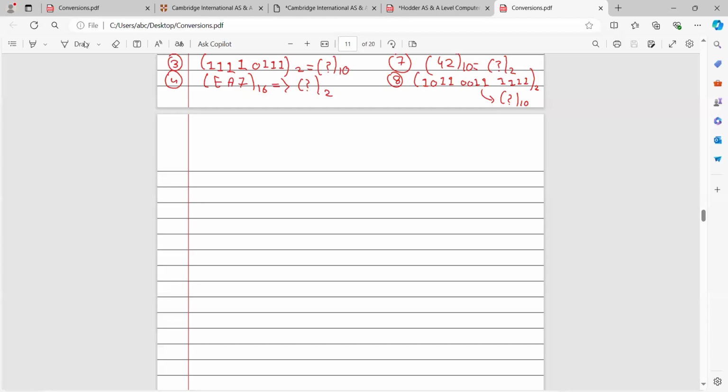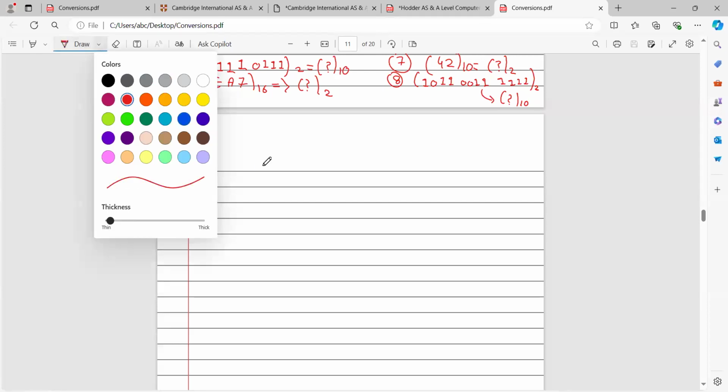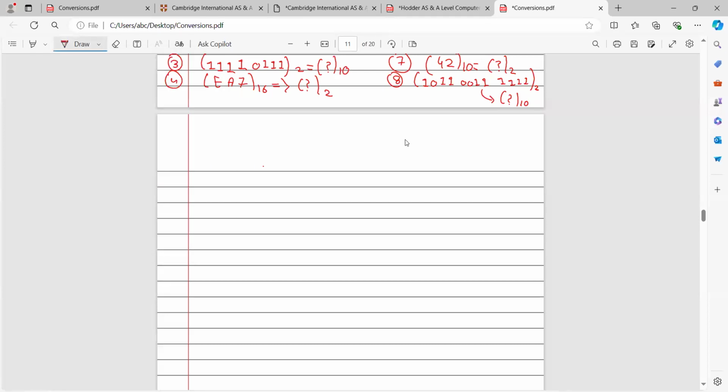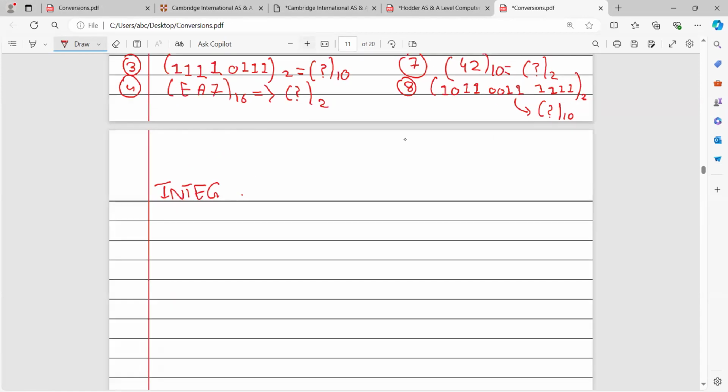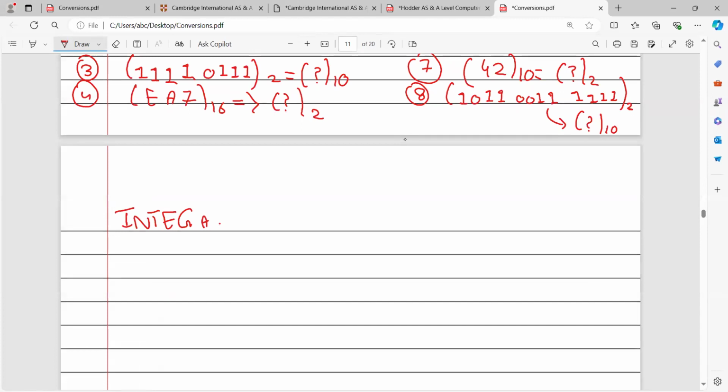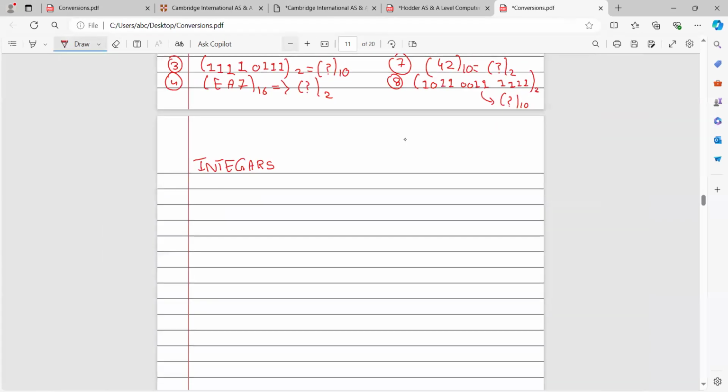And the next topic that we will be discussing right here is going to be the ones complement and the twos complement. So right now, even before starting this, I know that we have basically integers. And what are integers?